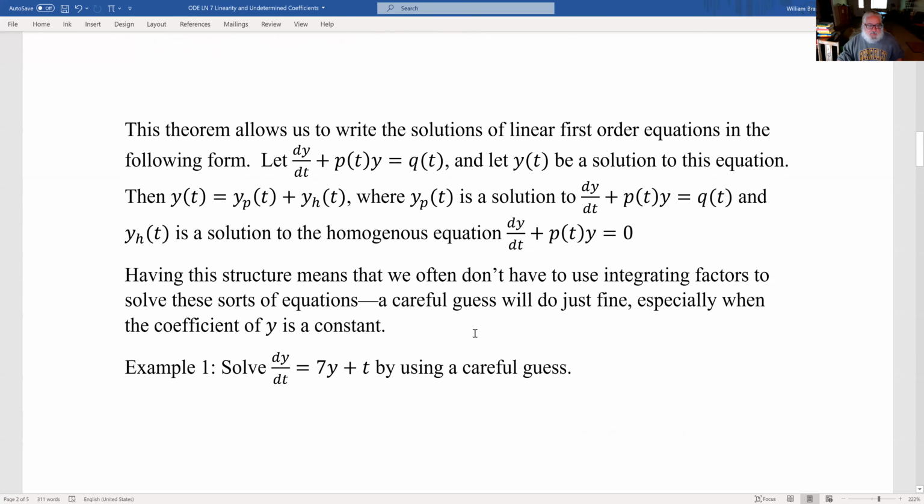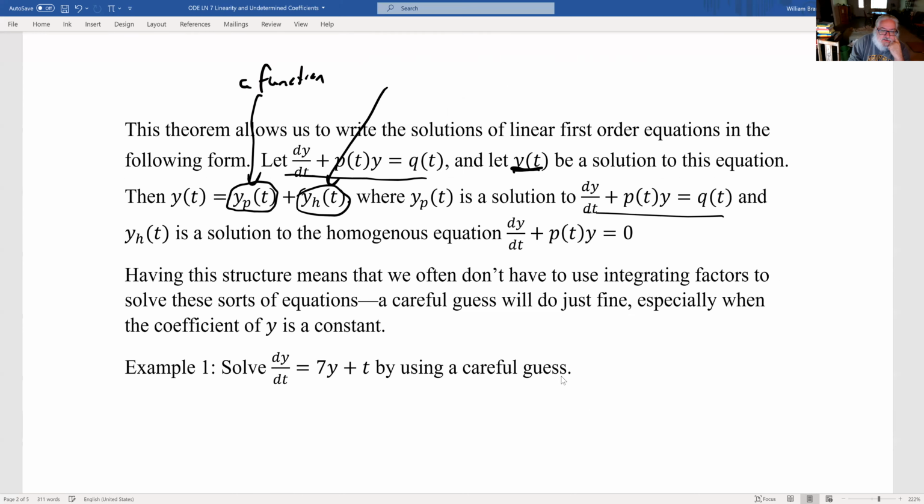So this tells us something. If y(t) is a solution to this equation, then y(t) is going to be some particular solution, yp(t), plus a solution to the homogeneous equation. And we've seen that for the integrating factors a lot, because whenever we did the integrating factors, this was a particular function.